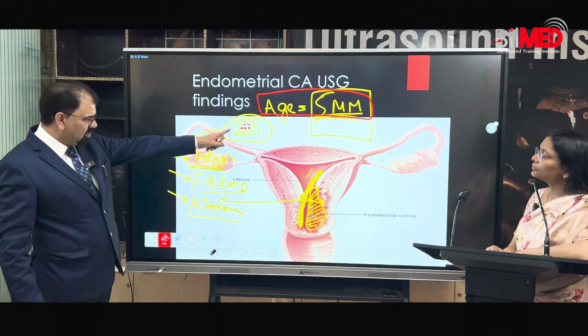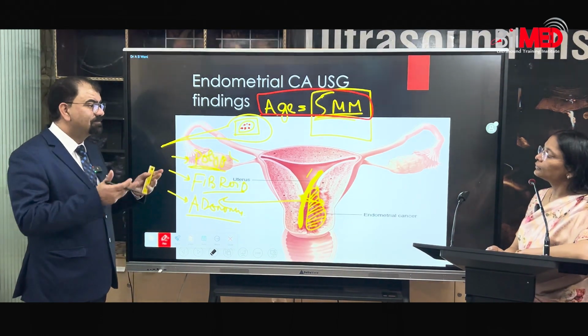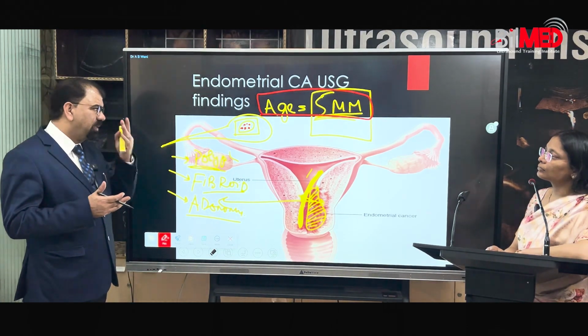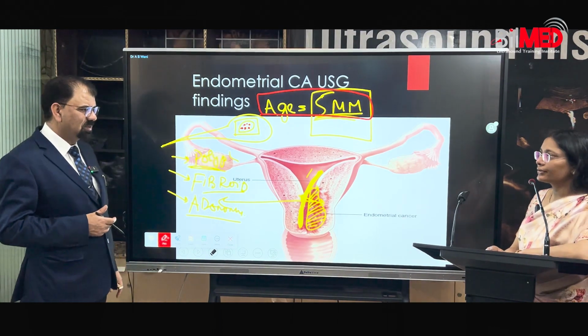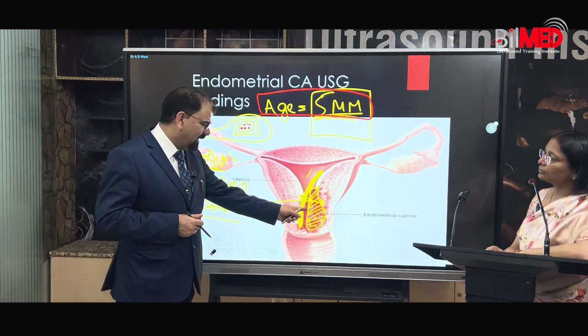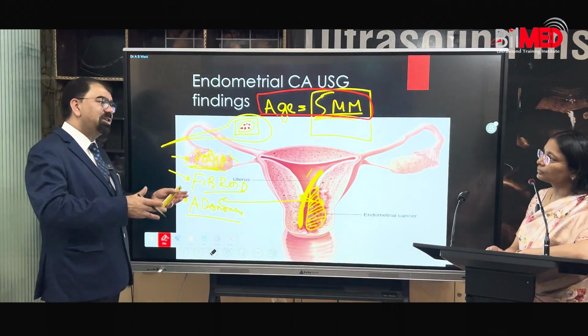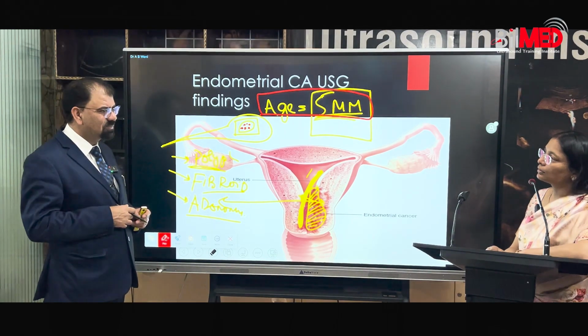Now if I insert saline, this polyp will pop up. So the clarity of this polyp will increase by tenfold if it is a polyp. But try to understand, will the endometrial CA picture increase tenfold if it is a CA? No.